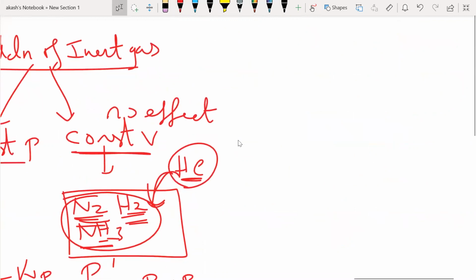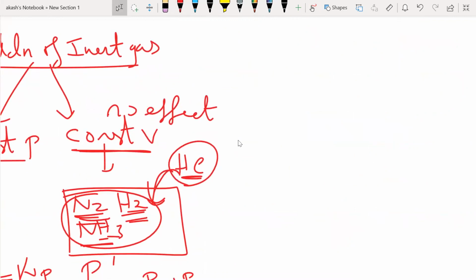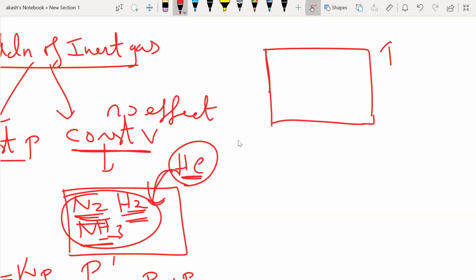Okay, so now we'll take constant pressure conditions. So what do you mean by constant pressure conditions? It's like a balloon, isn't it? Say there is a vessel, right? But this vessel can now increase or decrease its volume. Why is it able to increase or decrease the volume?